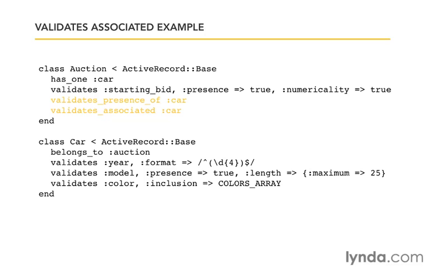And in the car class, I've got a belongs_to auction and a few more validations for the year, the model, and the color. So again, you won't use validates_associated that often, and you could write code yourself that would do this same kind of checking for you. validates_associated just gives you an automatic way to make sure that 2 or more models all are valid before you start saving to the database.